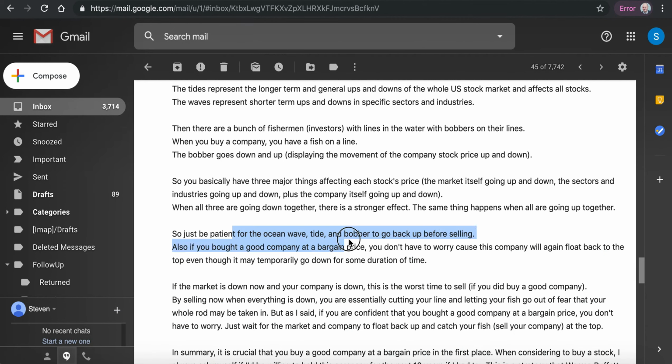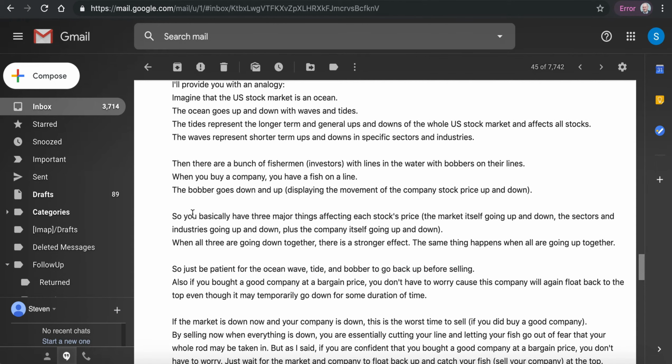The ocean wave, the tide, and then you have your bobber. So if you're fishing on the ocean, you have the bobber in the water that's going up and down. And here it is, here's the line I was looking for.